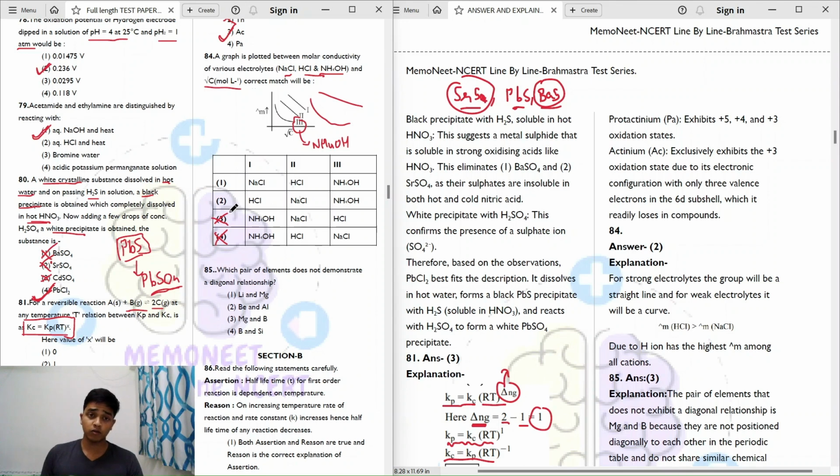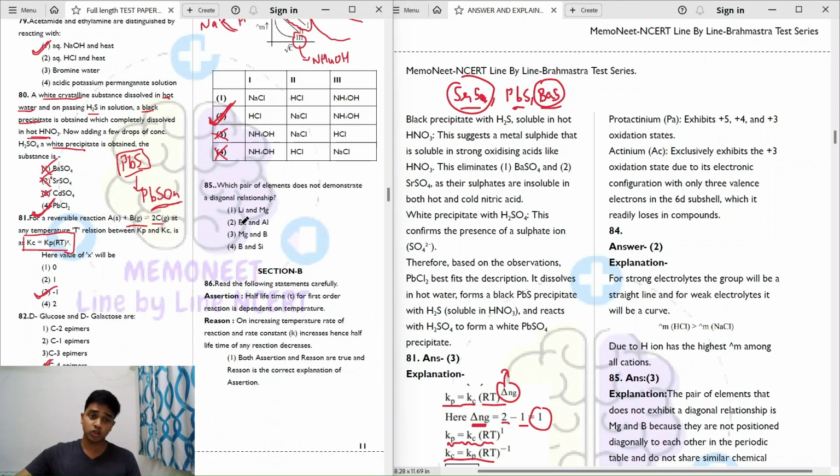Now we have to figure out which will have a higher molar conductivity, NaCl or HCl. Because the anion is similar, we'll have to compare the conductivities of the cations, which are Na plus and H plus. The conductivity of H plus is higher than Na plus, so the conductivity of HCl will be greater. And if the conductivity of HCl is greater, it will be 1, right? So 1 will be HCl, 2 will be NaCl, and 3 is NH4OH. Correct answer is option 2.